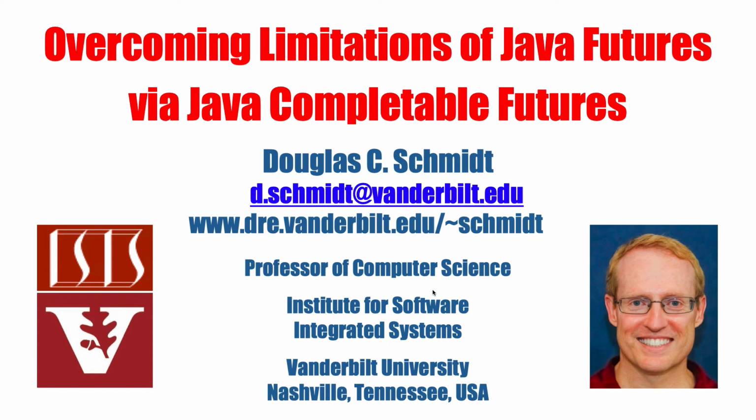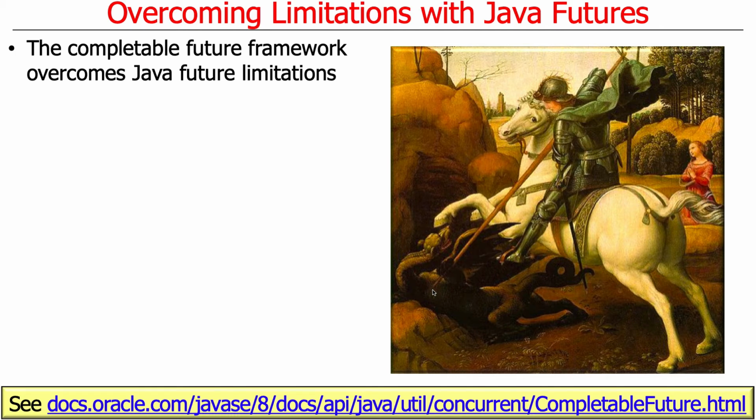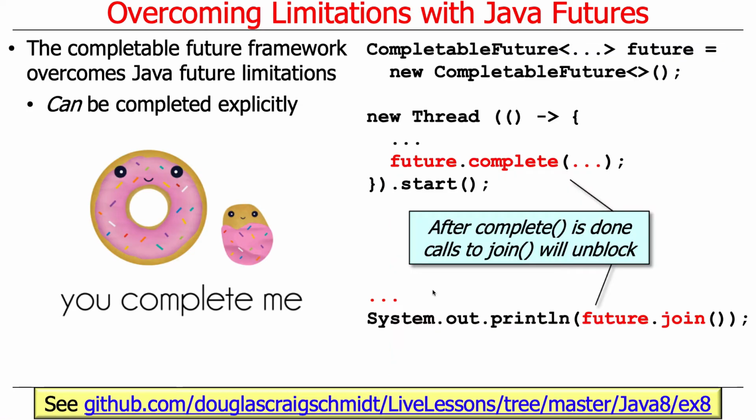So now that you have an inkling of what the Java Completable Futures framework can do and sort of how it's designed, or at least what its intended purpose is, let's talk about how that overcomes these limitations with Java Futures. And again, this is just a starting point. We'll see this in more detail as we go through it later. So the Completable Futures framework overcomes pretty much all the limitations with Java Futures we talked about before. You can explicitly complete a completable future, whereas you can't explicitly complete a Java future.